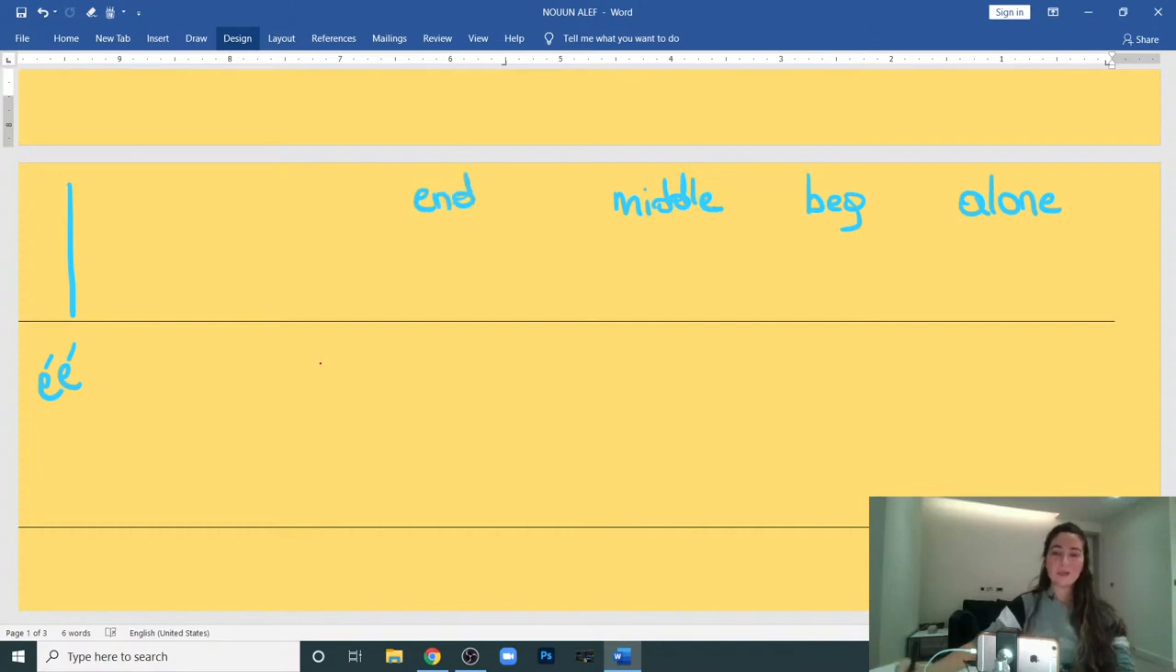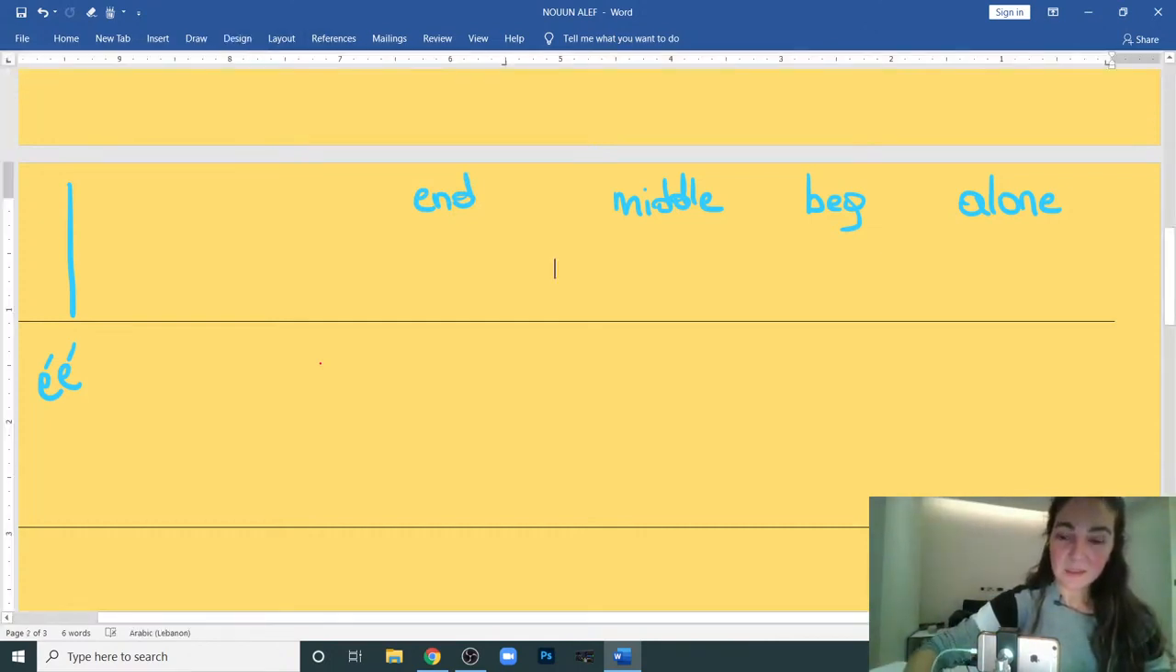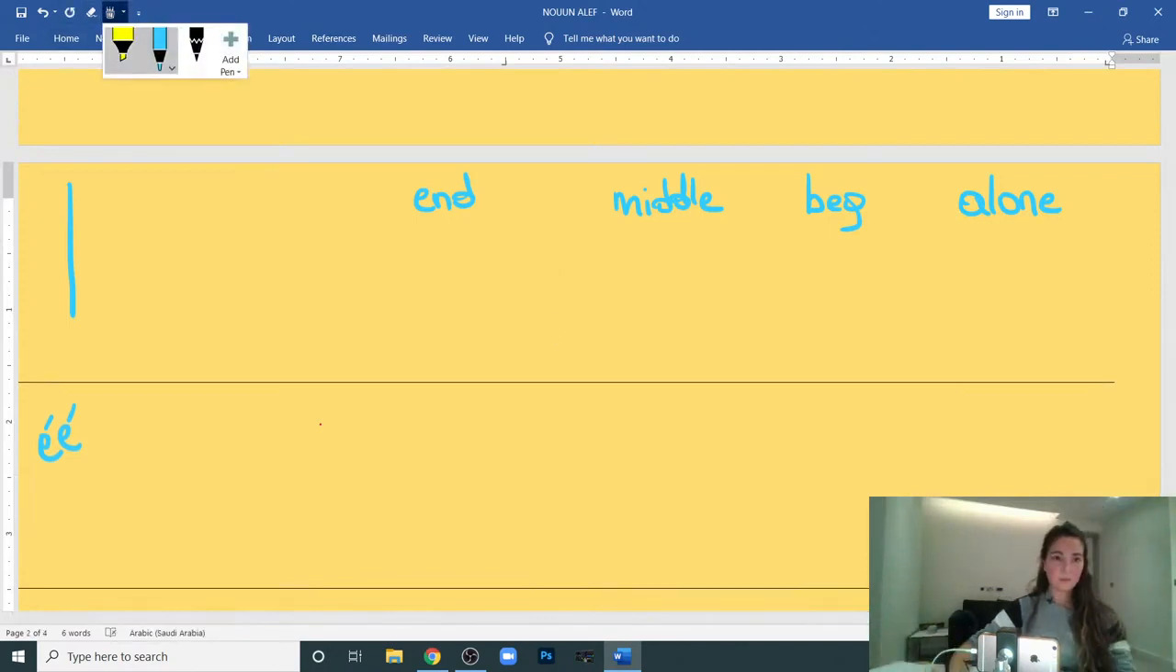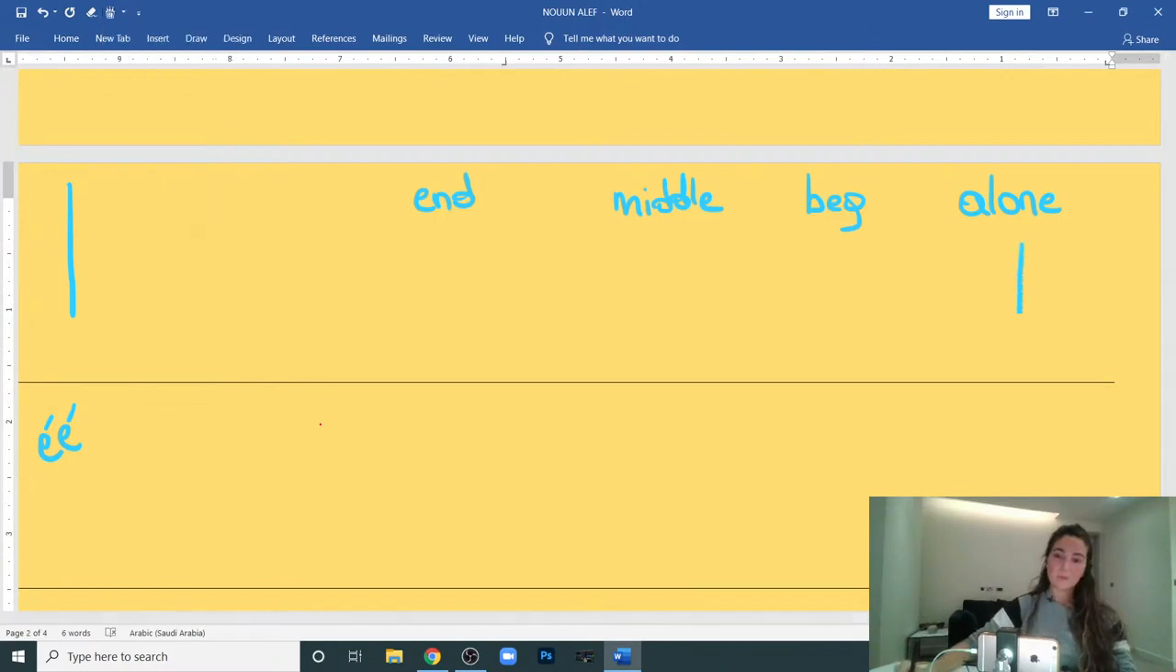So how does the alif look when it's at the beginning of the word? It's going to be simply just a line. That's it. It's just a line from up to down. Really, just a line. It's quite a long line. Let's imagine this is your notebook. You have a line here and a line here.